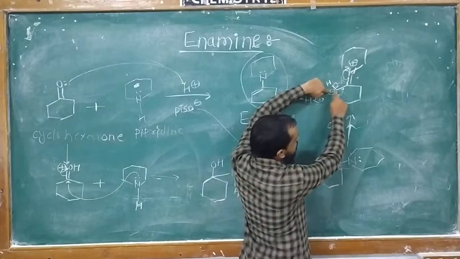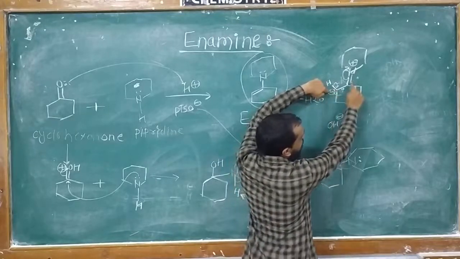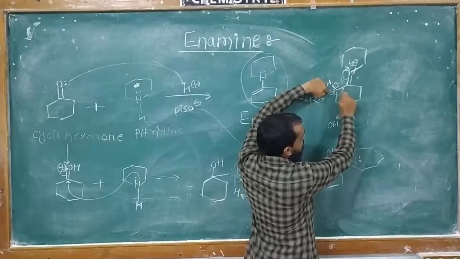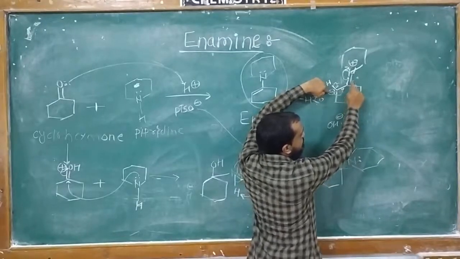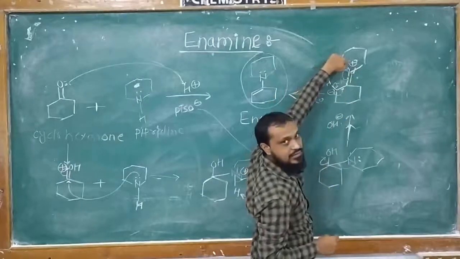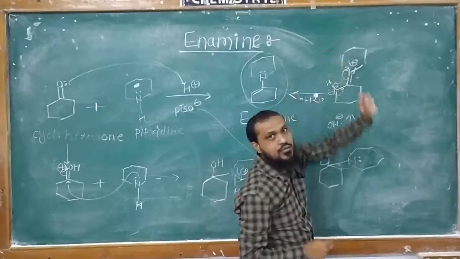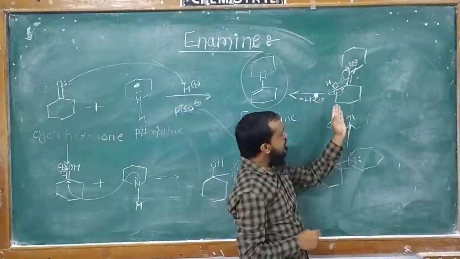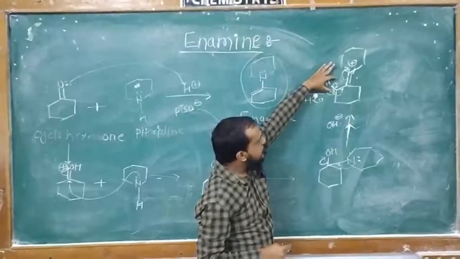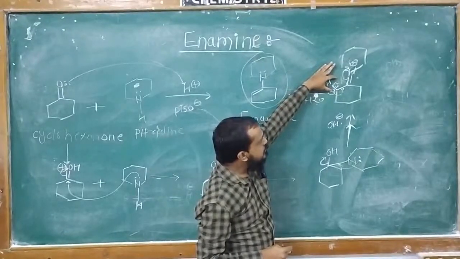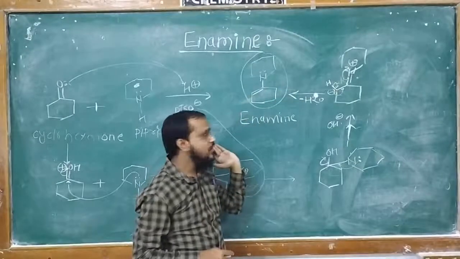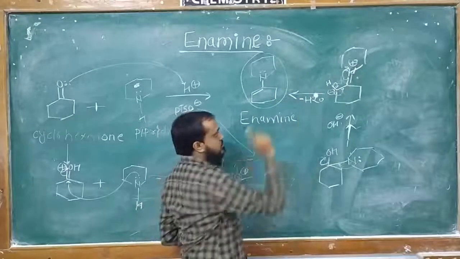This negative charge of carbon is delocalized within this pi bond. So this negative charge shifts to this carbon atom, and the pi bond between this carbon and nitrogen shifts toward the nitrogen, and the nitrogen stabilizes its positive charge. After the shifting of negative charge through the pi bond, we will get our final product, enamine. And the byproduct is H2O.